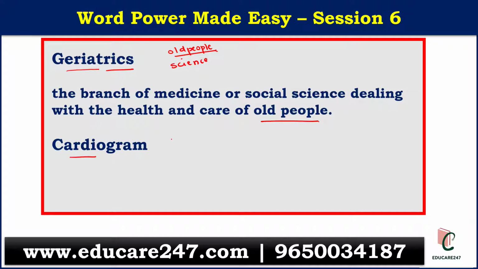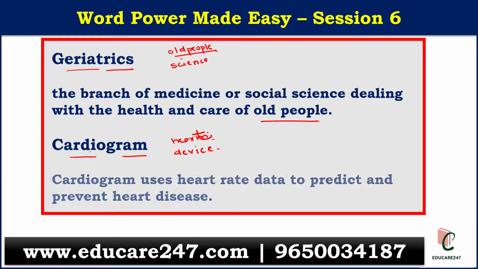Cardio is heart, and gram relates to an equipment or a device, I can say. So sorry, it's heart and device. Cardiogram uses heart rate data to predict and prevent diseases. It actually helps to predict heart related disorders, heart attack and all. So it will be known as the cardiogram.